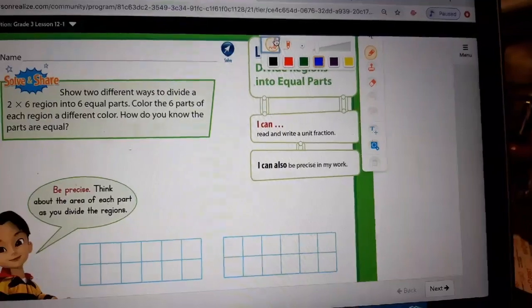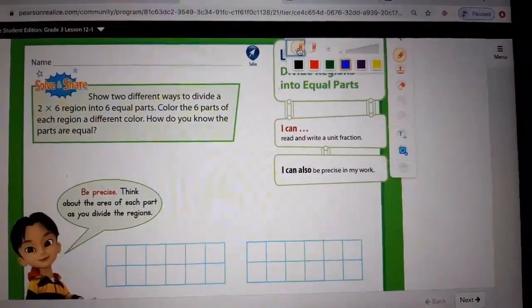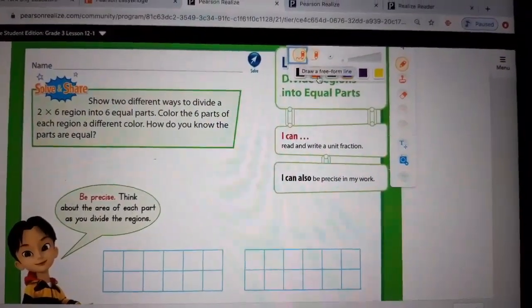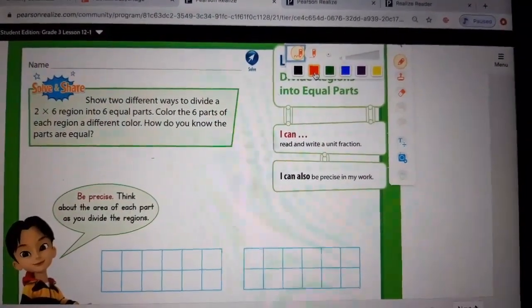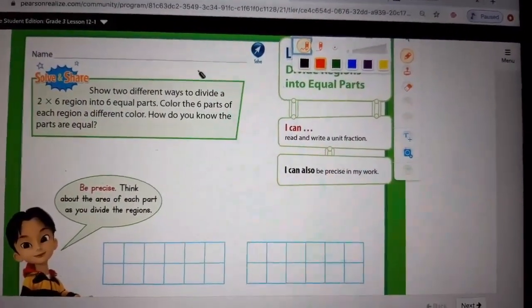All right, the first thing we're going to do is I'm going to look at the pens. I am going to use this one just because I need to make some curves. So I needed to be able to move in a curved manner. I'm going to click on red just so I can get a bright color that you guys can see.